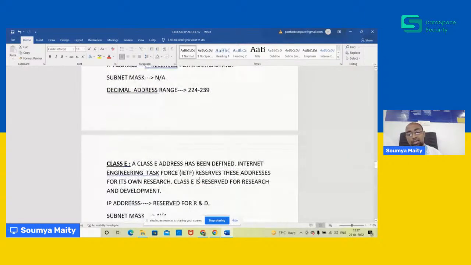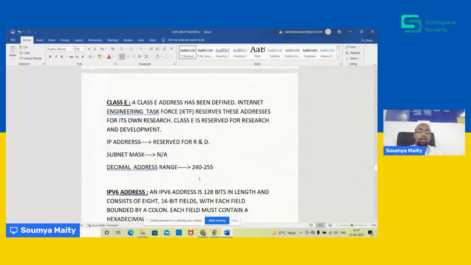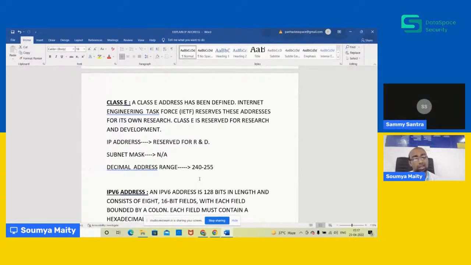Next, about Class E. A Class E address has been defined. The Internet Engineering Task Force, IETF, reserves these addresses for its own research. So Class E is reserved for research and development, R and D: R means research and D means development. There is also no network ID and host ID, so there is no subnet mask. The decimal address range is 240 to 255. So this is about IPv4 addresses.